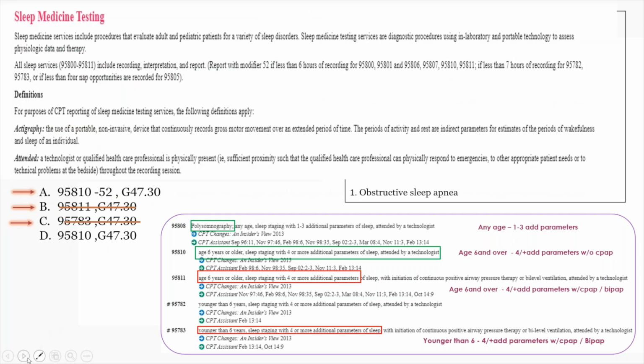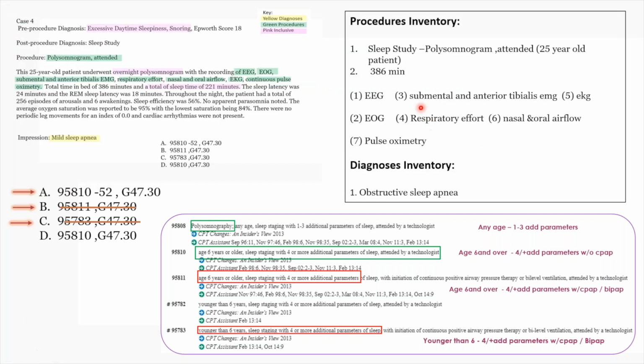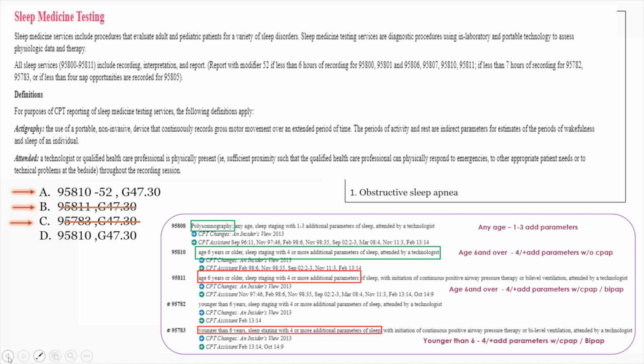So this is purely informational, for your information alone. You can see under the sleep medicine section, it says to report with a modifier 52 if less than 6 hours of recording for the codes 95800, 95801, 95806, 807, 810, and 811. So it is directing us to use a modifier 52 if the total sleep time was less than 6 hours. And coders, what was our sleep time? It was 386 minutes, which is more than 6 hours of sleep.